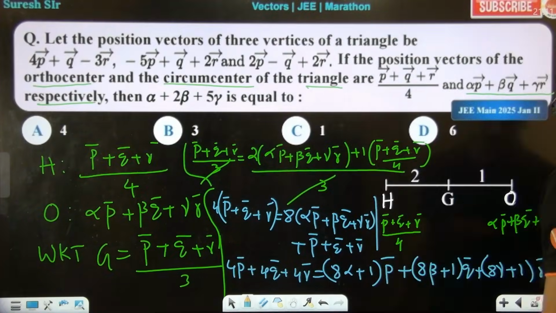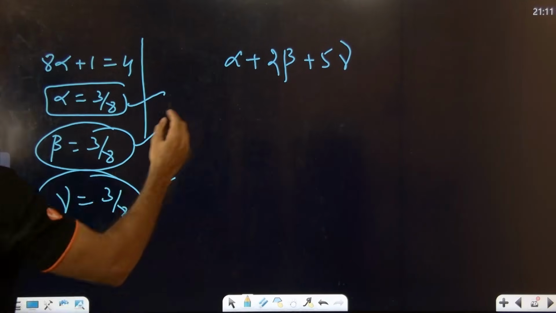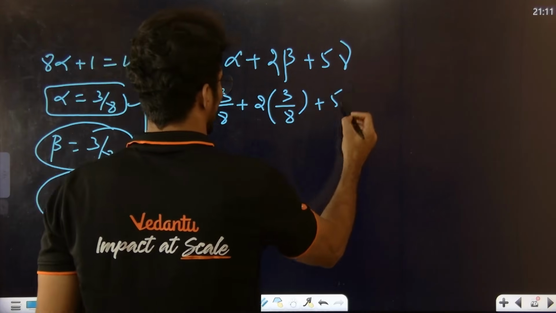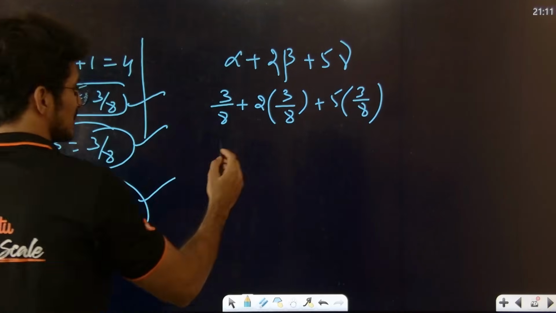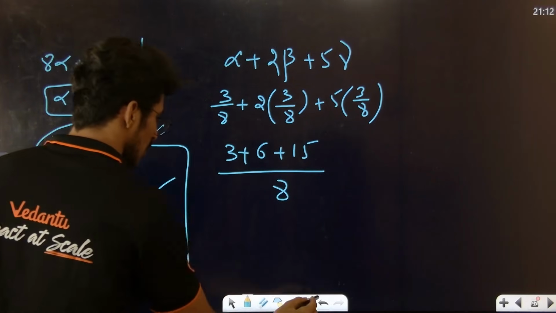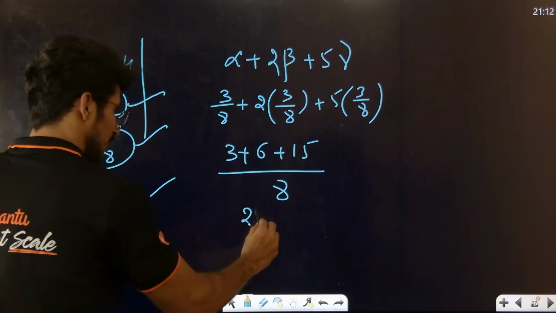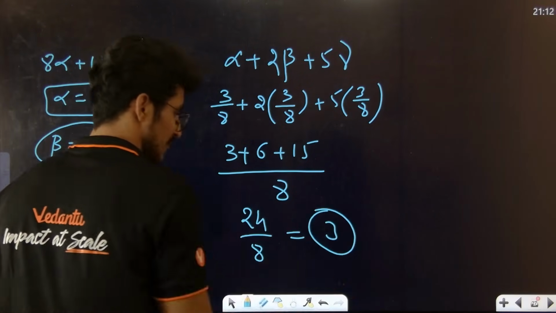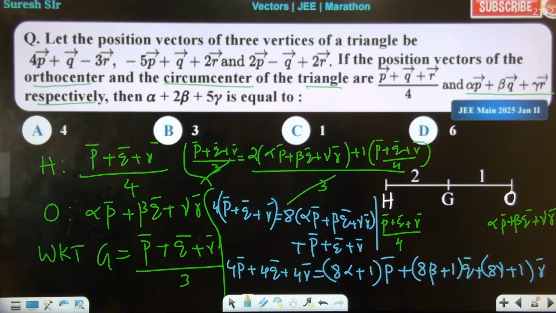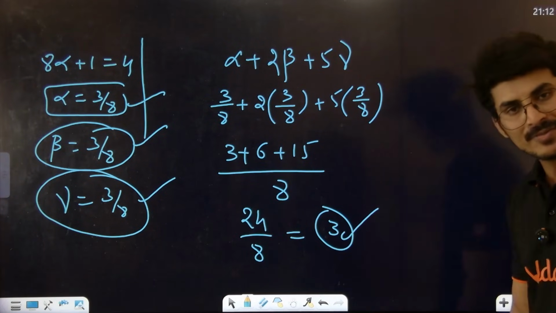What is my requirement? Alpha plus 2 beta plus 5 gamma. So 3 by 8 plus 2 into 3 by 8 plus 5 into 3 by 8. Taking LCM, 3 plus 6 plus 15 divided by 8. What am I going to get? 9 plus 15, 24 by 8, which is going to be 3. Yes or no? Answer B is the right answer. Are you getting the point?